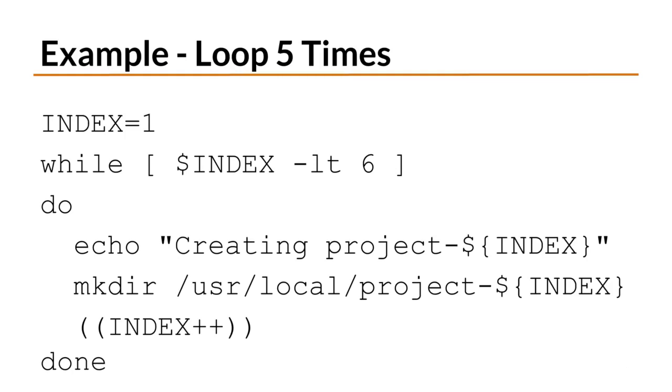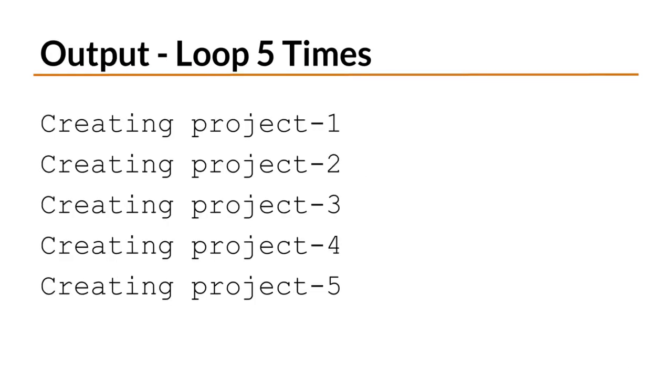The first time this loop is executed, index will be incremented from 1 to 2. The next iteration of the loop continues because index, or 2, is less than 6. This repeats until index is set to 6 on the 5th loop. 6 is not less than 6, so the while loop is complete and the script will continue. Here is the output of the previous script. As you can see, it completed the loop 5 times.